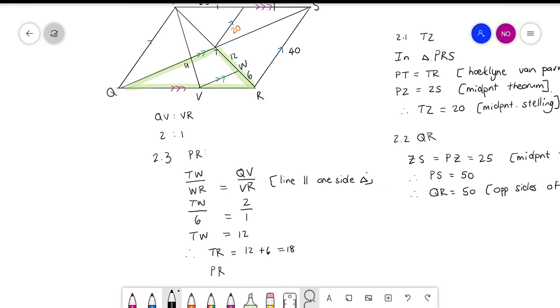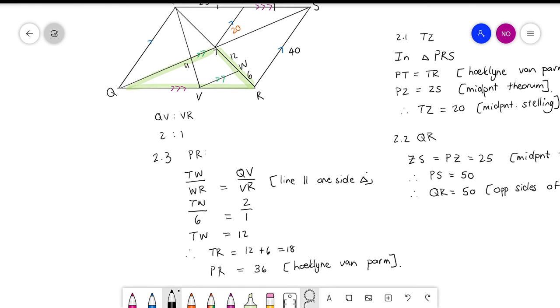En nog geen ander redes wat ek nodig het nie. Maar nou gaan ek sê, dit is dan 18 maal 2 wat 36 is, en my rede is hoeklyne van 'n parallelogram. Because remember, what do we know about the diagonals of a parallelogram? They bisect one another. So if this whole part is equal to 18, then that whole part will also be equal to 18.